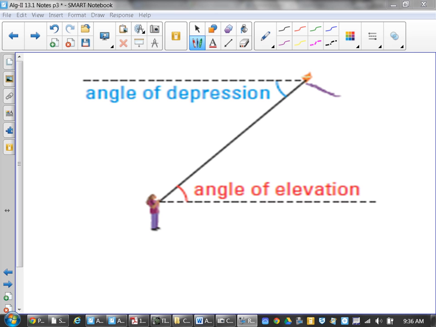The last half of 13.1, and we're also going to start the law of sines, which is 13.5. We're going to put those two together because there's not a lot of material here today. So, angles of elevation and angles of depression.